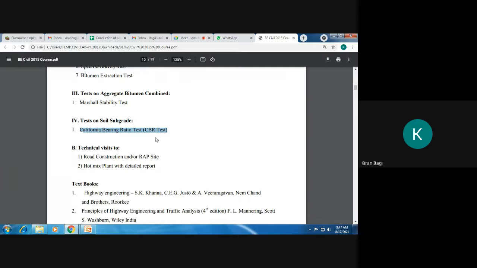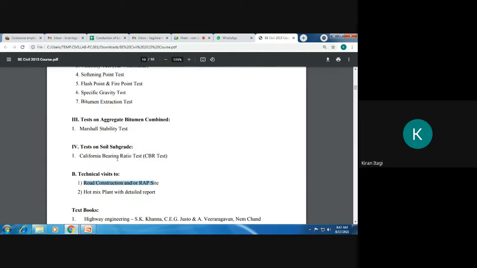Similarly, the CBR test. We have already learned it in geotechnical engineering. The CBR test is again very important to determine the strength. At Ayurveda we have a hot mix plant. Your super seniors were taken to the Ayurveda hot mix plant. Once the cases come down, on the college's response, we will arrange the site visit, and also a road construction site, if there is any nearby road construction. So that was about the practical part.